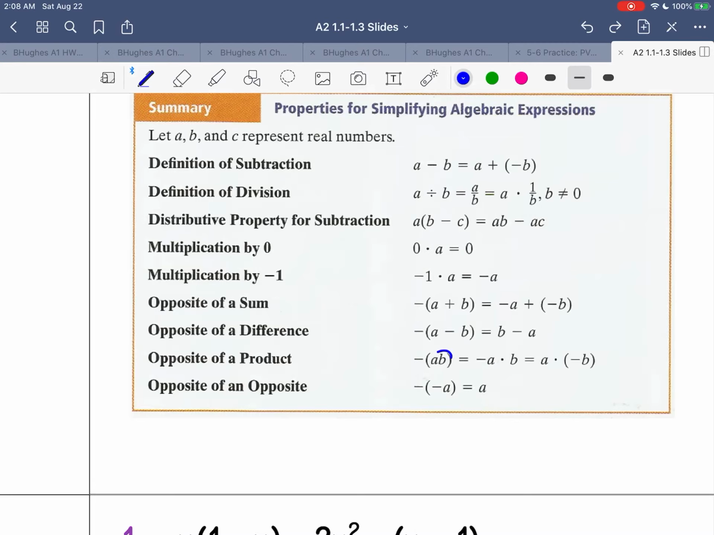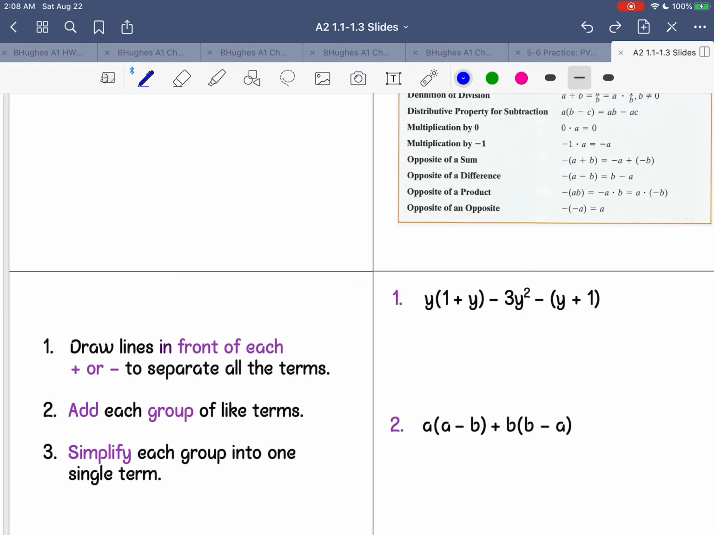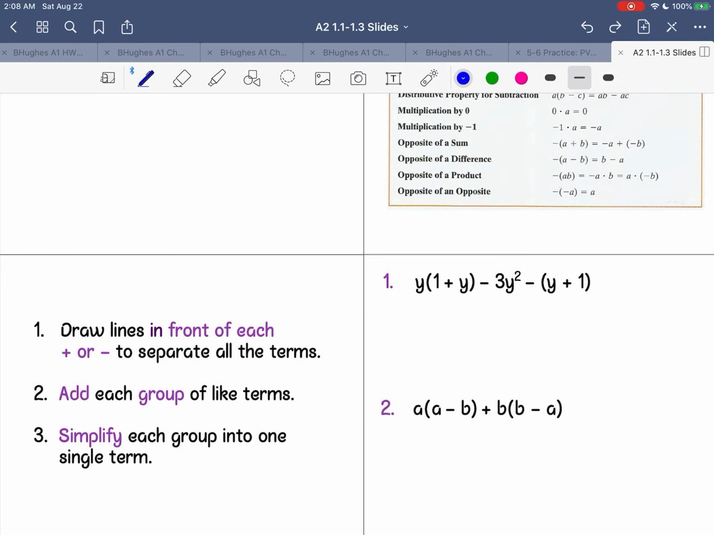The opposite of a product means to multiply two numbers. If the answer is negative, that means that either the a or the b could be a negative number. Same idea. And then we've already talked about this, the opposite of an opposite. The opposite of something that is negative will change to a positive. Okay? All right, so now we're going to talk about how to combine like terms.